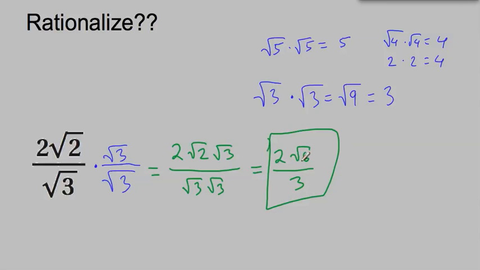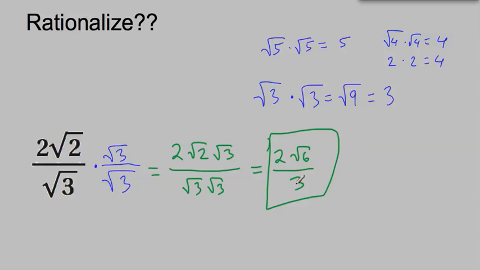I changed the way it looks a little bit, but again, if you take your calculator and you punch in 2 times root 2 divided by root 3, you're going to get the same value as 2 times root 6 divided by 3. It'll come out the same exact value. In fact, I'll do it for you really quick.